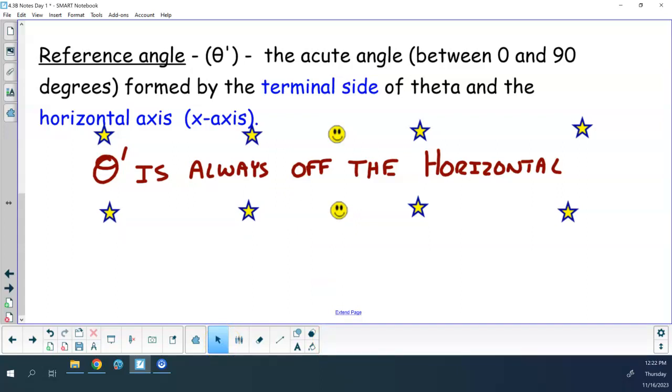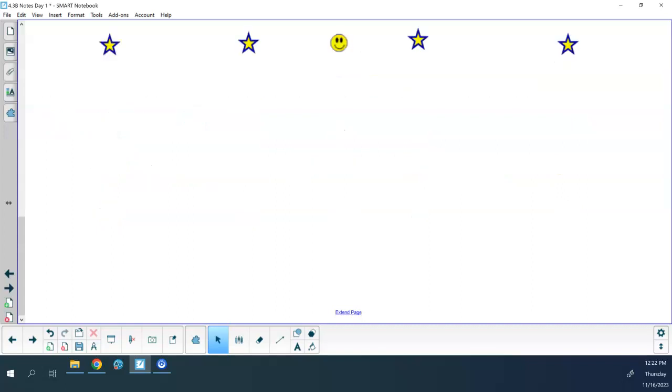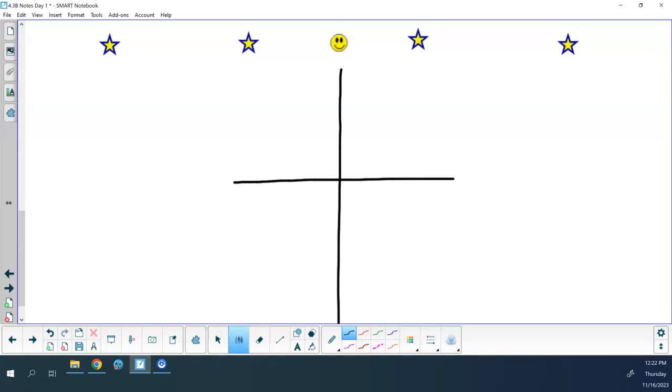Now, this chart that we're about to make right down here is kind of important. So we're going to draw ourselves a quadrant system, like big, because we're going to fill in some stuff here with it. So I'm going to start in quadrant number 1, which is up here.